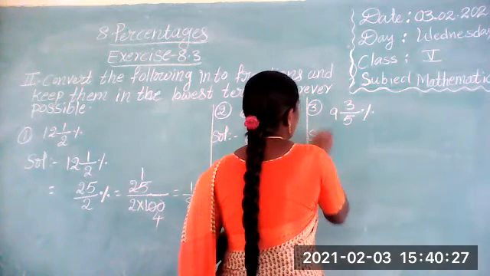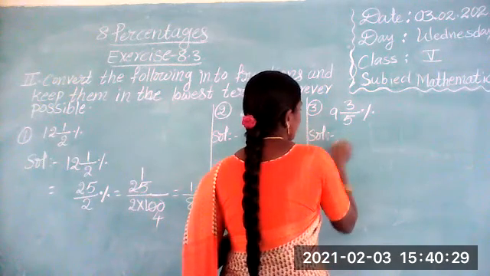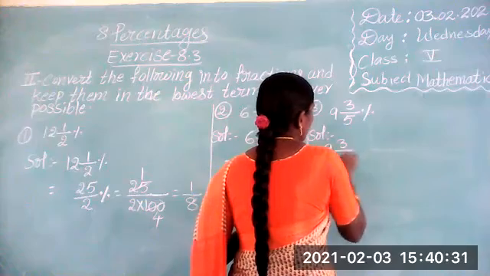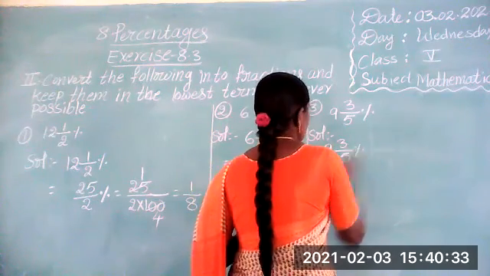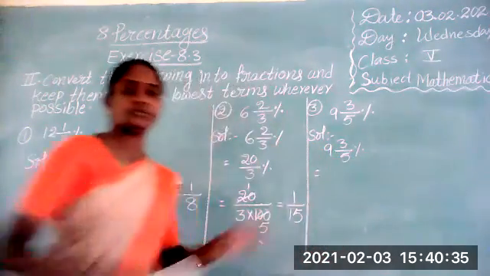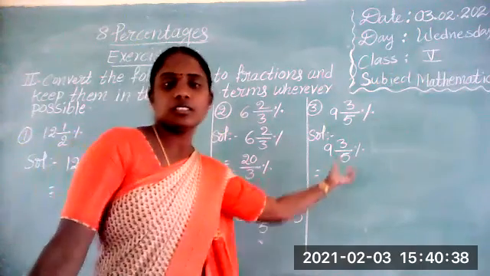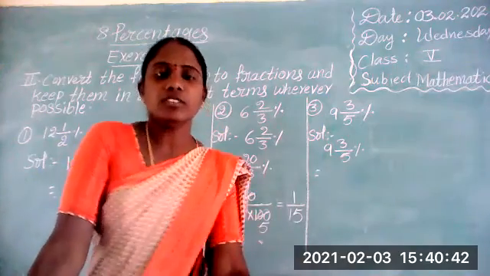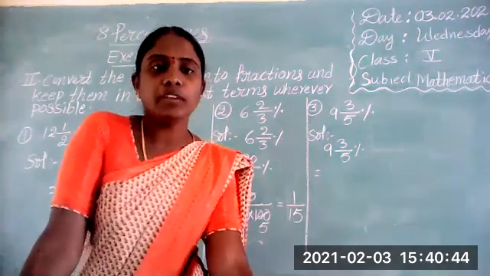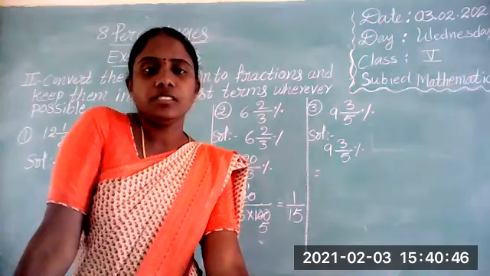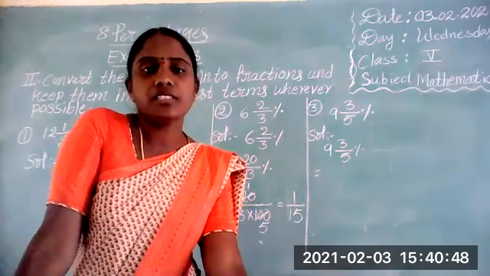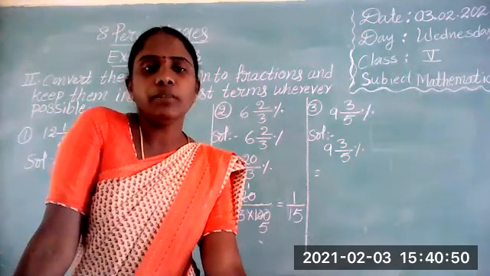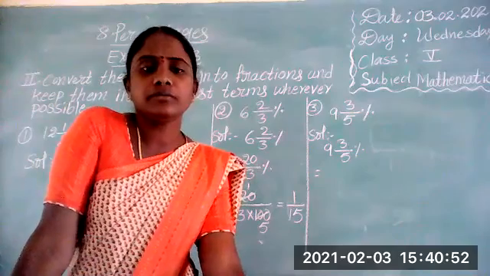Here 9 4 3 by 5 is a mixed fraction. Change it into an improper fraction. Say anyone the improper fraction of this given fraction. What is the improper fraction of 9 4 3 by 5? Change into improper fraction and say the answer. Say anyone.